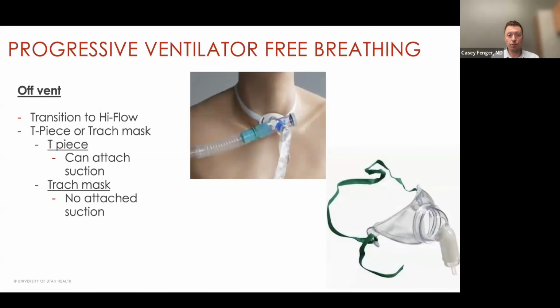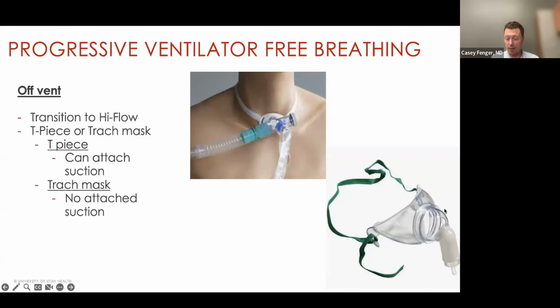And we transition to high flow once they're off the ventilator. This can be done a couple different ways through either a T-piece or a trach mask. The T-piece is this picture on the left. It looks like a T. You can see the speaking valve in line with the oxygen hose. The nice thing about the T-piece is you can also hook up suction at the same time. And so that's readily available. It does provide some amount of positive pressure, but very small.